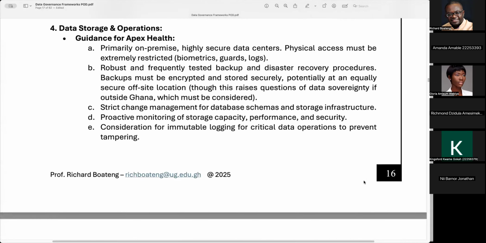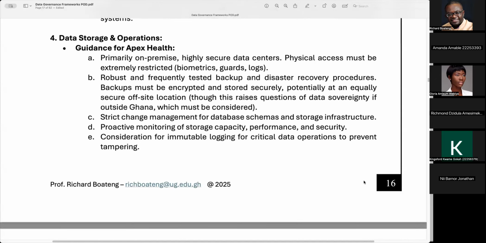Data storage and operations sounds like it demands extreme physical and logical care. It does. The framework guides focusing on secure, likely on-premise data centers with stringent physical access controls, biometrics, guards, logging. Robust, regularly tested, encrypted backup processes are vital, with secure off-site storage options that carefully consider data sovereignty requirements under Act 843, keeping sensitive data physically within Ghana's borders where legally required or strategically necessary.